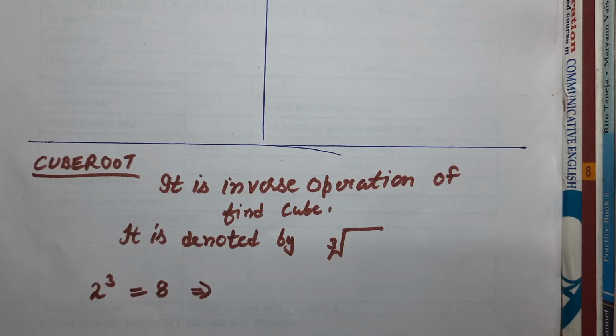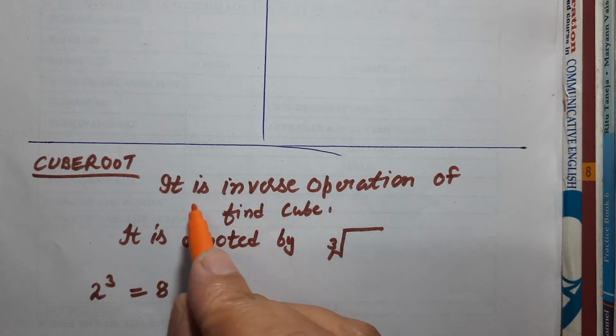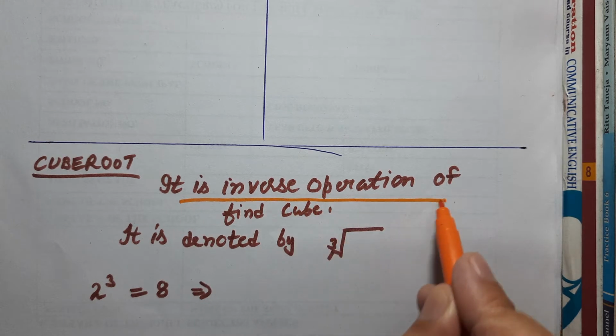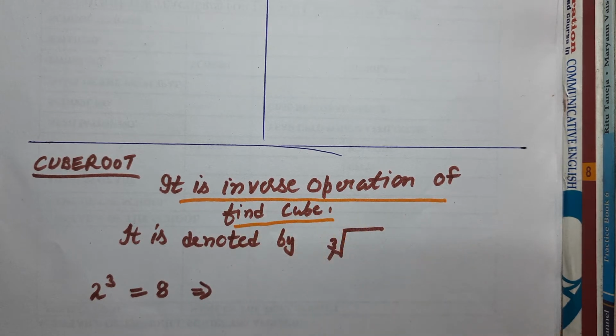Hello children, we have done the prime factorization to find whether the number is a perfect cube or not, and by what number it should be multiplied or divided. Now we are doing the cube root. So what is meant by cube root? It is the inverse operation of finding a cube.